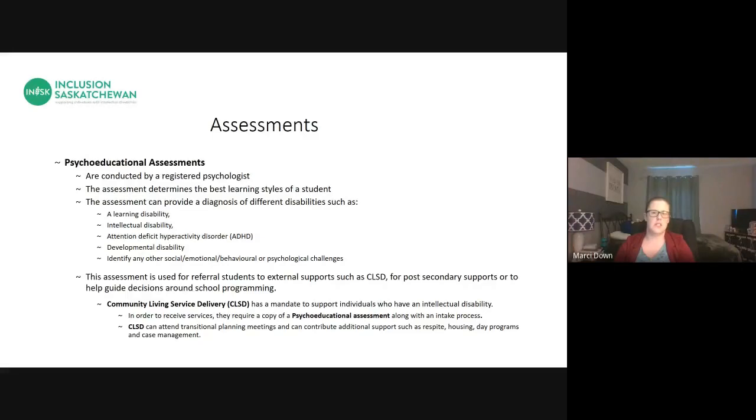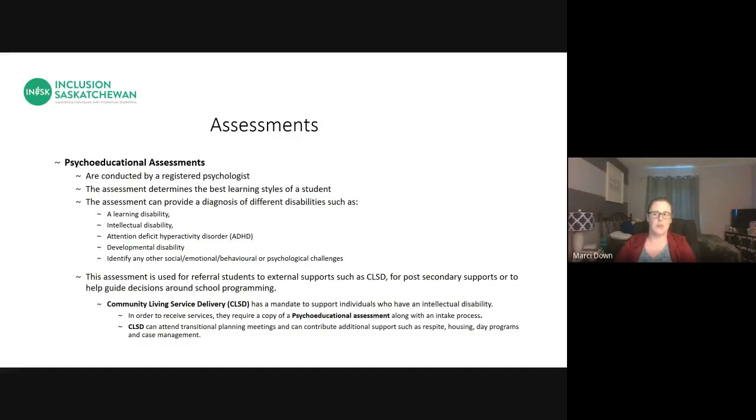The assessment is good for referral for external services or supports, such as community living service delivery or post-secondary. Those are the two most common ones that we see, but there are other ones as well. With community living service delivery, they have a mandate of an intellectual disability, so in order to receive their services, they require a copy of a psychoeducational assessment.